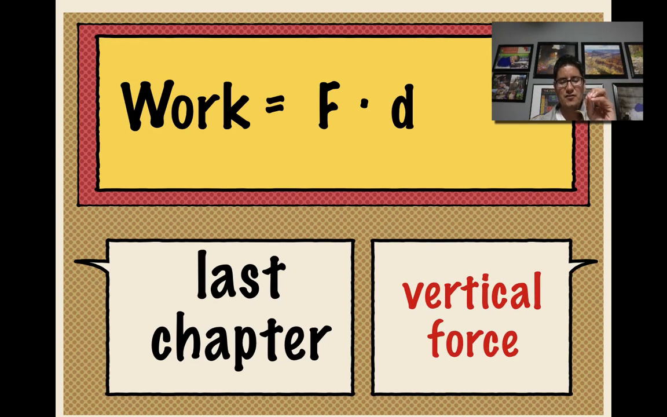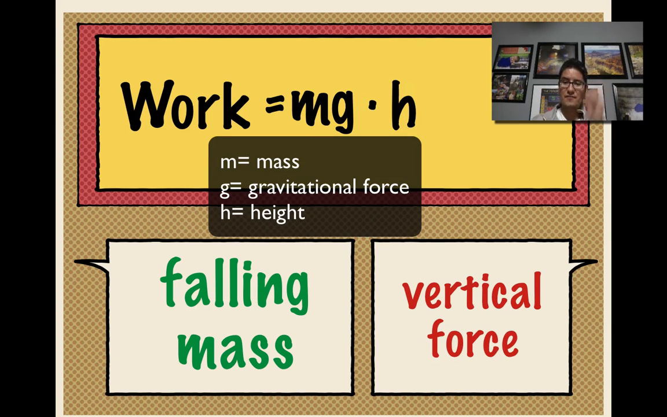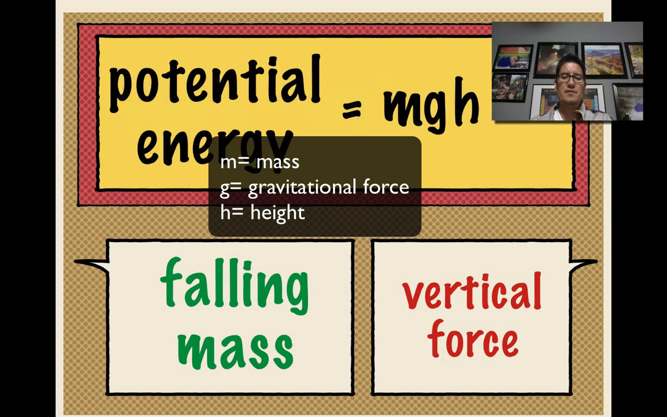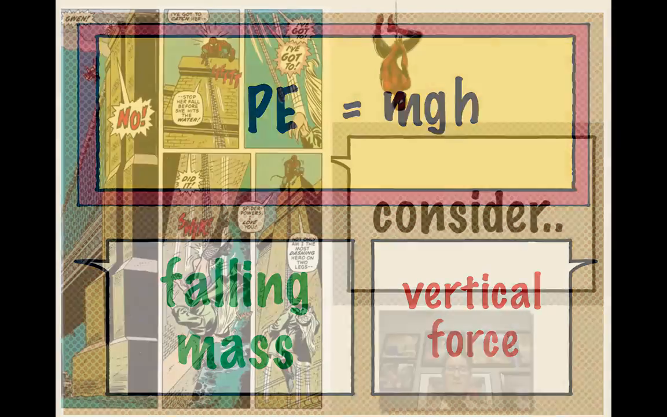That's going to change a little bit, because now we're talking about up and down, and mainly falling objects, so a falling mass. That changes our equation just a little bit. Take a look at force. Force is mass times gravity, the mass of the object times the gravitational force. And our distance is no longer a horizontal distance, but a vertical distance, so now we're talking about a difference in height. So our new equation is work equals mass times gravity times height, which is also the equation for potential energy, PE.